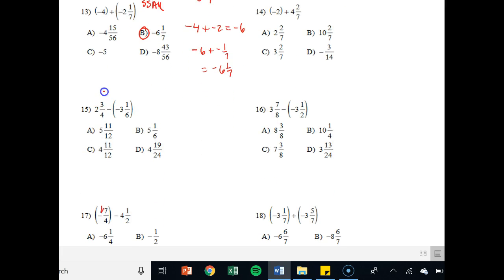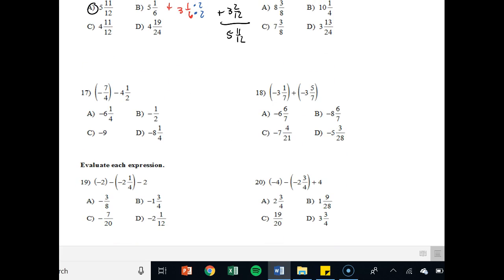Number 15, you need to use KCC first. Keep, change, change. So this becomes 2 3/4 plus 3 1/6. And obviously we need to find common denominators. So 12. So I multiply by 2 and I multiply by 3. That becomes 2 9/12 plus 3 2/12. And when I add that up together, I get 5 11/12. And they were both positive, so I don't have to worry about any signs or anything like that. So that's A.